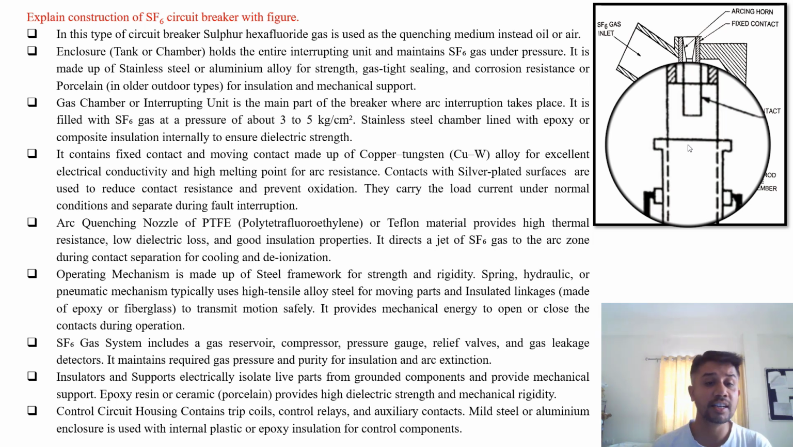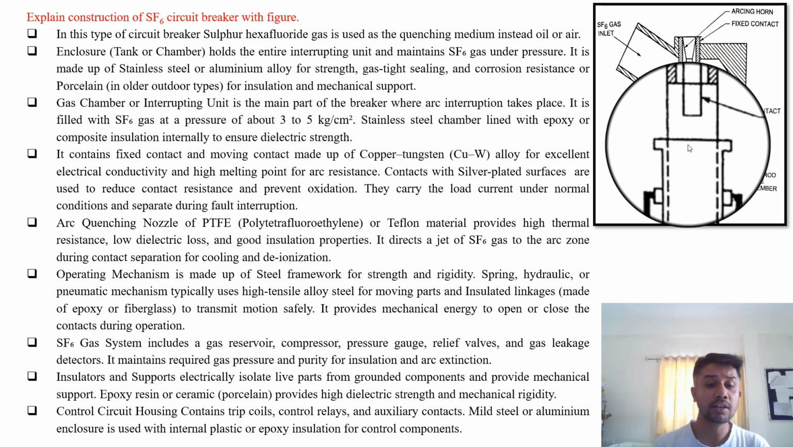Now the SF6 gas system includes a gas reservoir, compressor, pressure gauge, relief valves and gas leakage detectors. It maintains required gas pressure and purity for insulation and arc extinction purposes. Insulators and supports electrically isolate live parts from the grounded components and provide mechanical support. Epoxy resin or ceramic, that is porcelain, provides high dielectric strength and mechanical rigidity.